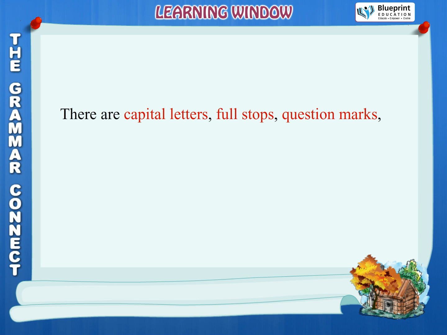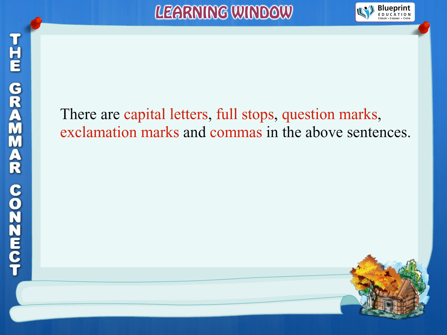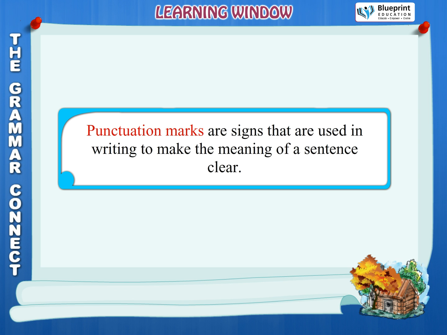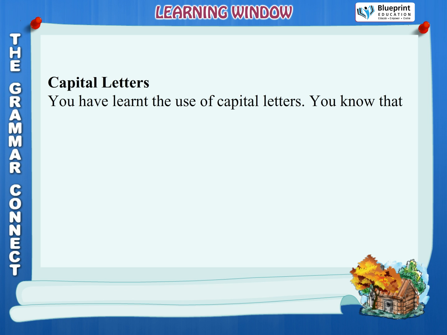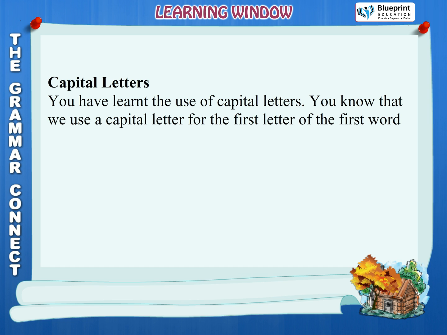Learning window. There are capital letters, full stops, question marks, exclamation marks and commas in the above sentences. These are called punctuation marks. Punctuation marks are signs that are used in writing to make the meaning of a sentence clear. Capital letters. You have learnt the use of capital letters.